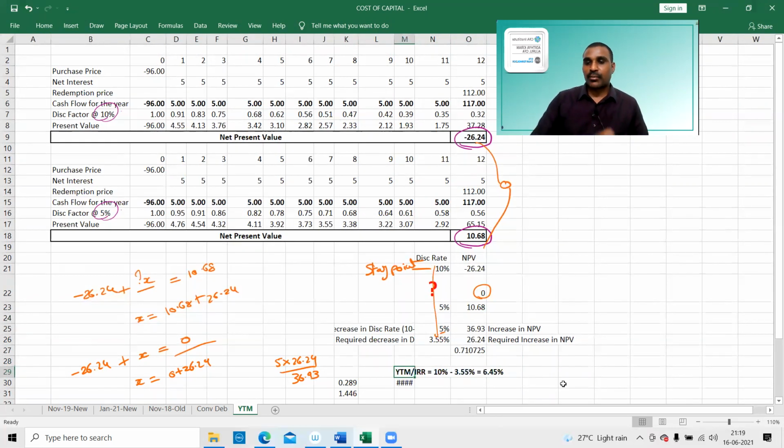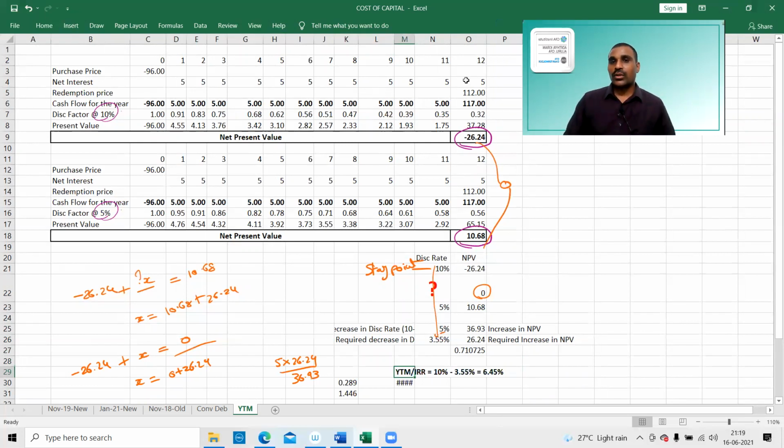Yield to maturity is 6.45. I'll provide the soft copy of the solution, but before that, just go through this problem and understand. When you are learning the subject for the very first time, don't use the formula. Formulas are meant only for quick solving in the examination, not for understanding the subject. Okay, thank you.